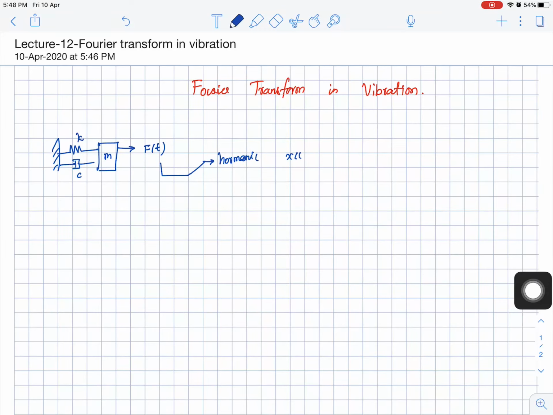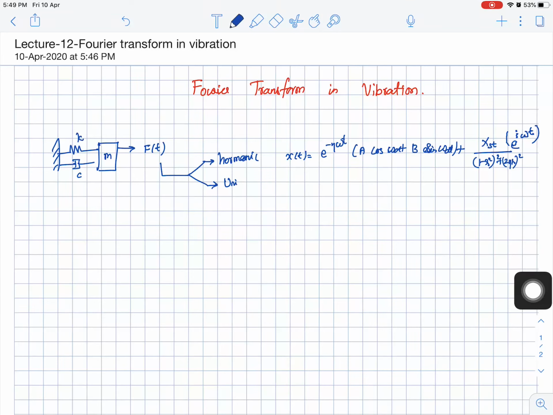We see the response. Plus 1 by 1 minus r square whole square plus 2 neta r whole square. So f naught by k, so therefore this is xst e power whatever that harmonic. So this is the equation, and then we see the step from unit step function.